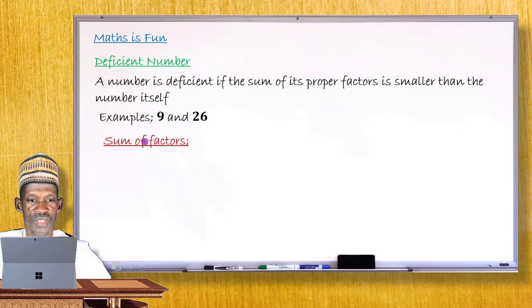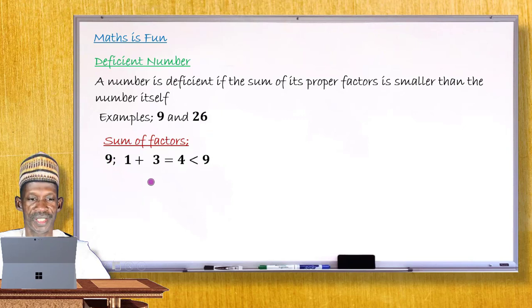Starting with 9, the proper factors of 9 will now be 1 and 3. The addition of 1 and 3 gives you 4, and you can see 4 is smaller than 9 itself, which means 9 is deficient.